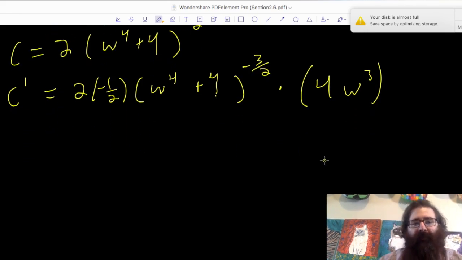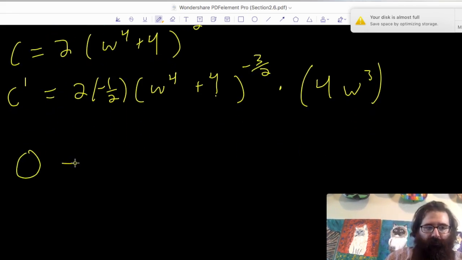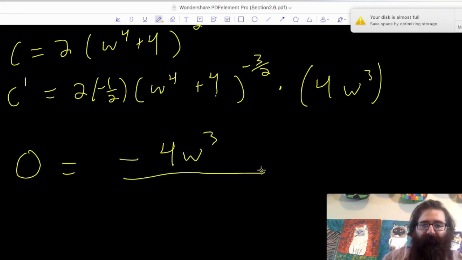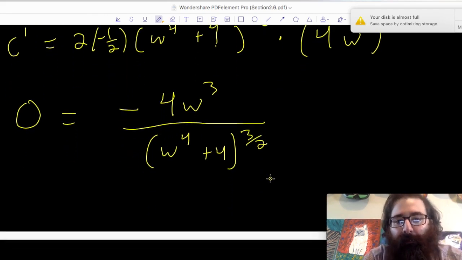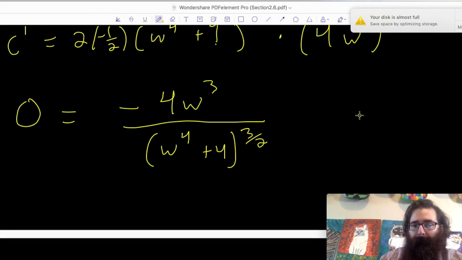Clean up the derivative, set it equal to 0. So 0 equals 2 times negative 1/2, which is just negative 1, times 4 omega cubed, which stays in the numerator, divided by omega to the 4th plus 4 to the power of positive 3/2. Now we already said that the denominator is never going to be 0, so nothing's going to be undefined here.